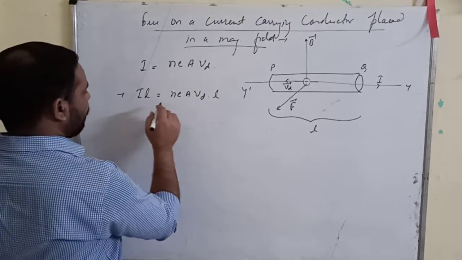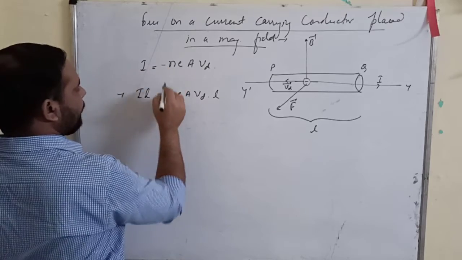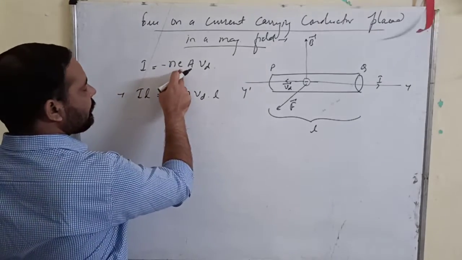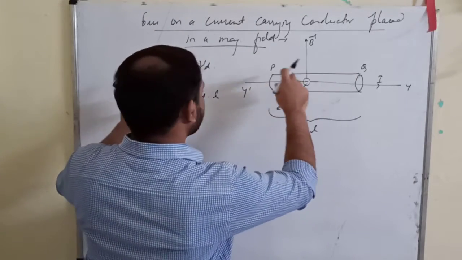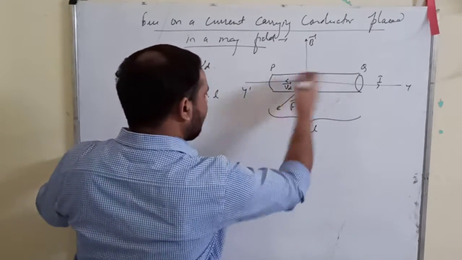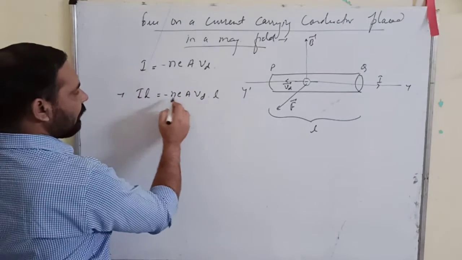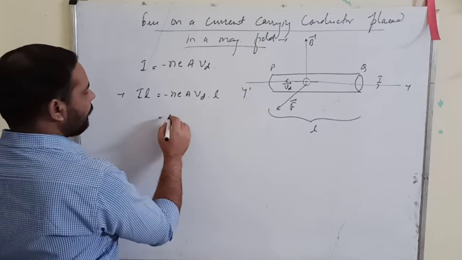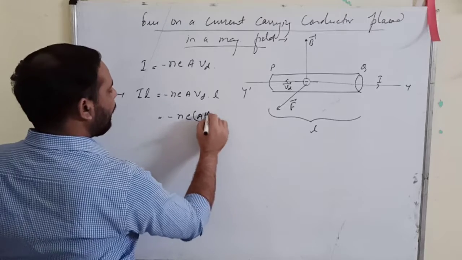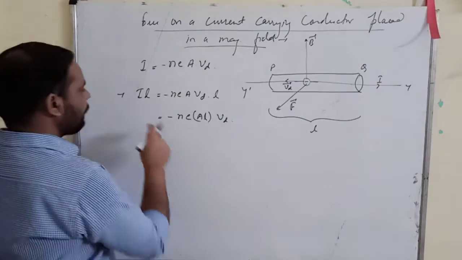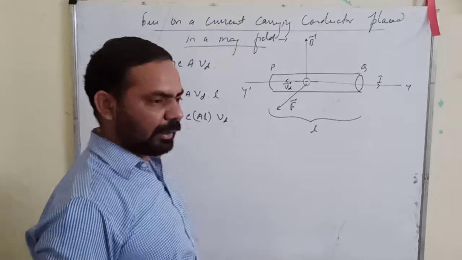Now in this formula it must be minus. Why minus? Because the charge which is drifting here is the electron, so we will put a negative sign here. So minus NEAL Vd is your value of IL.